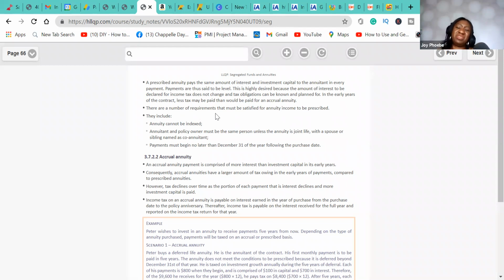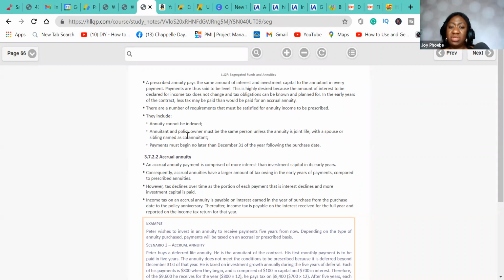So, a prescribed annuity gives you peace of mind, especially for those who love stability in everything they do. With this preferred one, you know what you're going to be paying on your income tax, so there are no surprises at all.